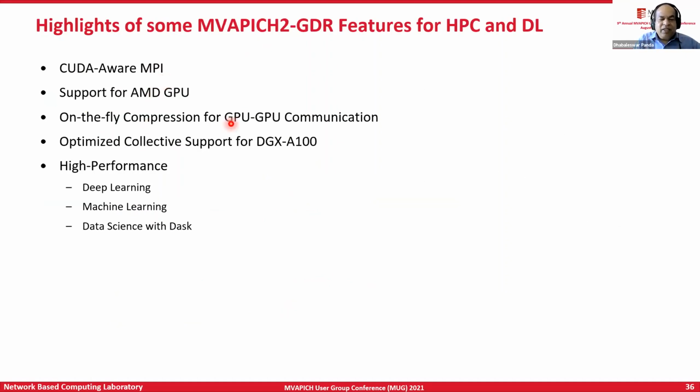And some of the new things we mentioned last year at MUG as work was taking place, but this release actually has support for on-the-fly compression for GPU-to-GPU communication. We have optimized collective support for DGX systems. And also through MVAPICH2-GDR, we have been enabling deep learning, machine learning, and data science with Dask. Yesterday, if you attended the tutorial sessions, you would have seen this; I'll try to highlight some of those things also in the next slides.